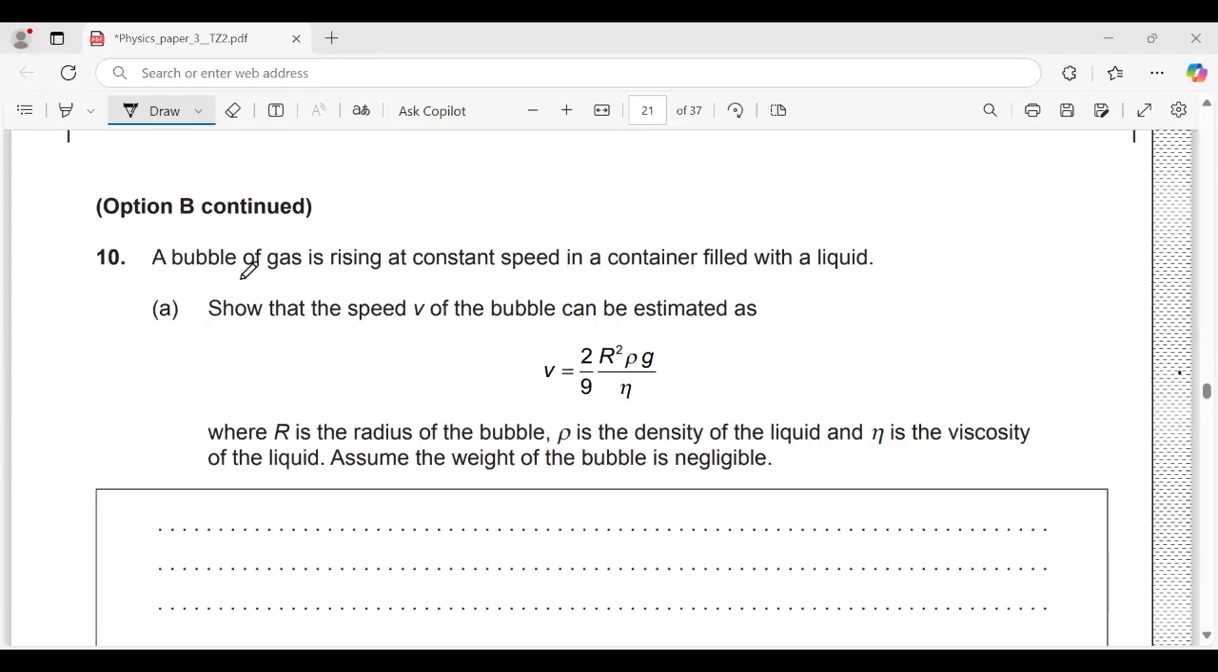Then, a bubble of gas is rising at constant speed in a container filled with a liquid, so that the speed of the bubble can be estimated as this equation, where R is the radius of the bubble, rho is the density of the liquid, and eta is the viscosity of the liquid. Assume the weight of the bubble is negligible.